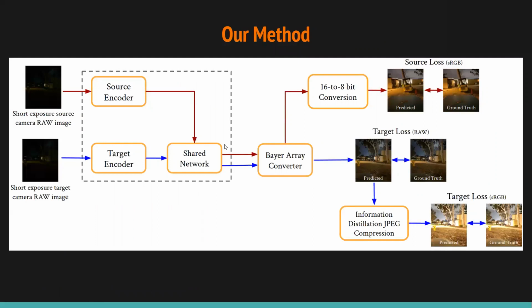Our proposed method builds on top of this to include a source-specific encoder, a target-specific encoder, and a shared network. The red arrows show how the DSLR camera raw image is passed through the network, through a 16 to 8-bit converter, to get the source loss. And the blue arrows show how our smartphone camera dataset, which is the target domain, is utilized. In this work, the source dataset enables us to work with a smaller target dataset.